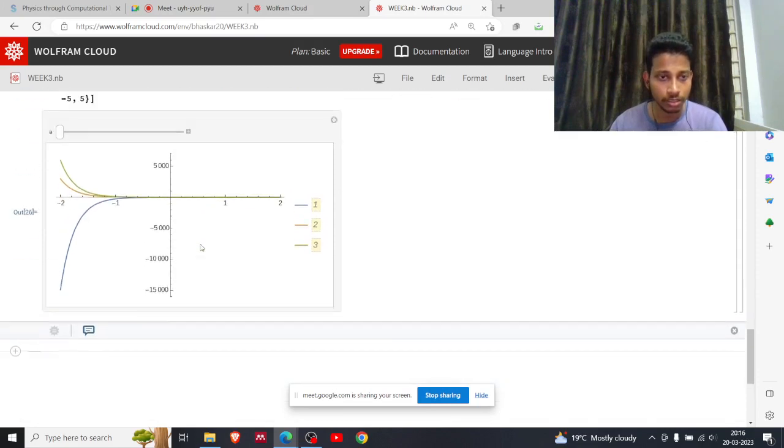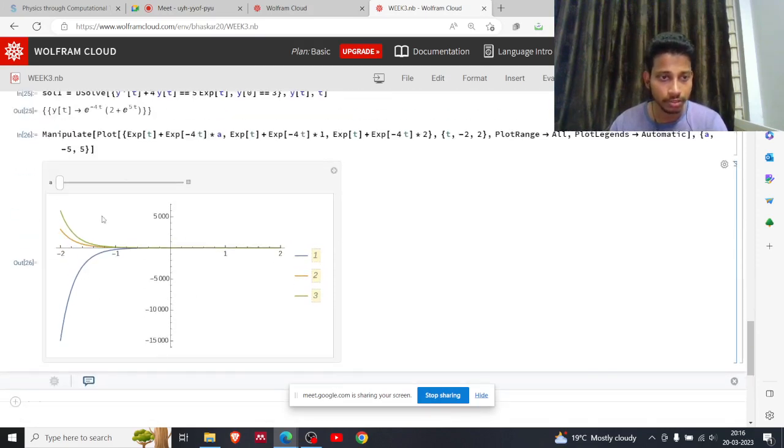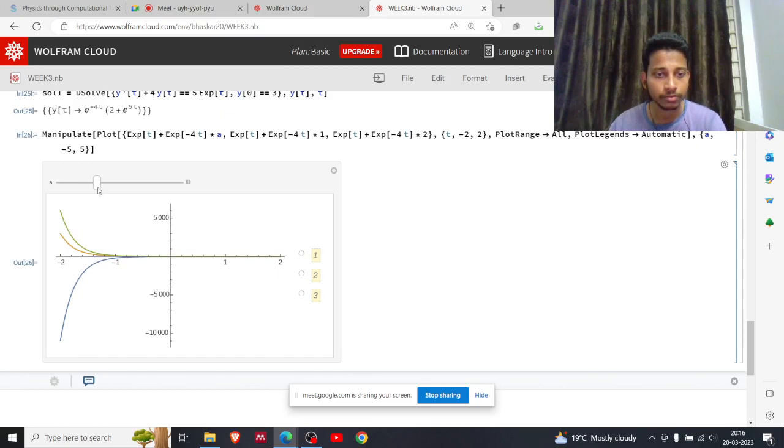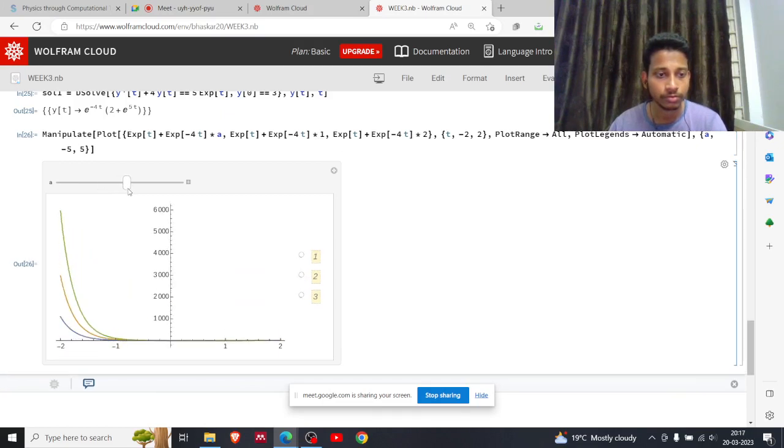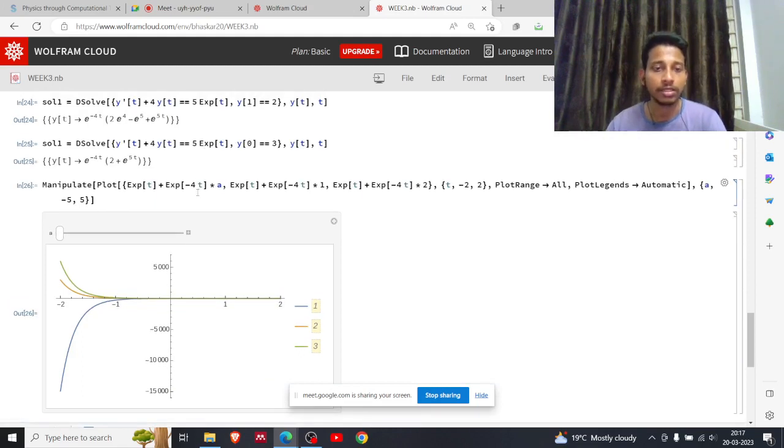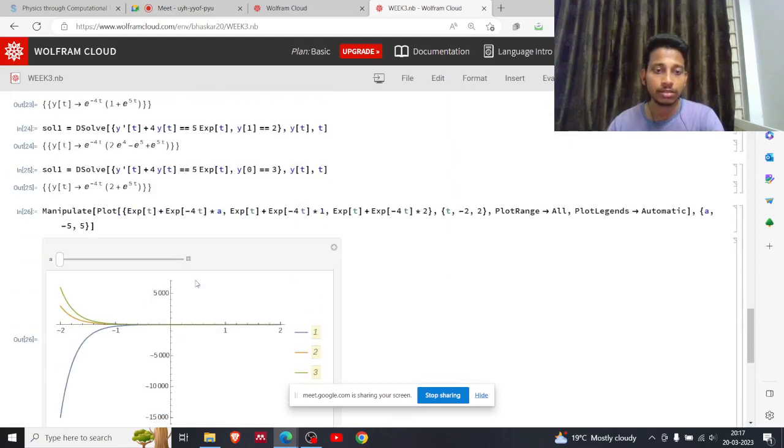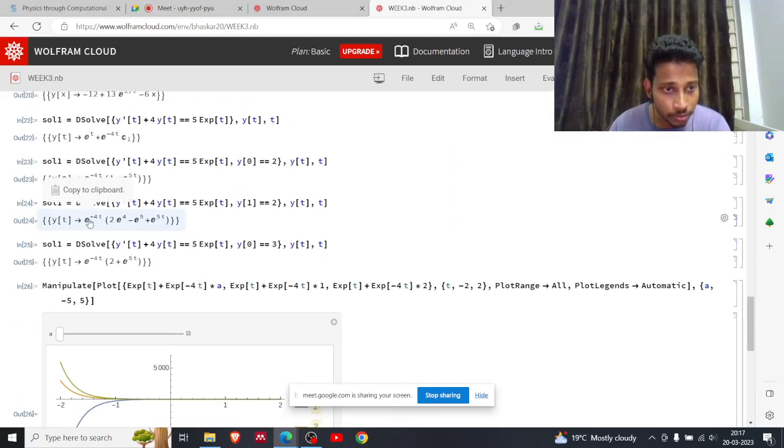So here you can see that the blue line corresponds to this general solution, and the yellow line corresponds to the value when a is 1 and 2. So this is basically just showing the general solution and the particular solution of an equation. Now what happens if we put this one?